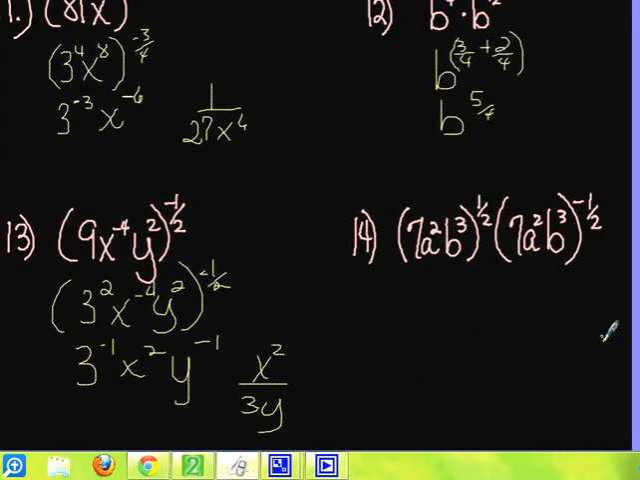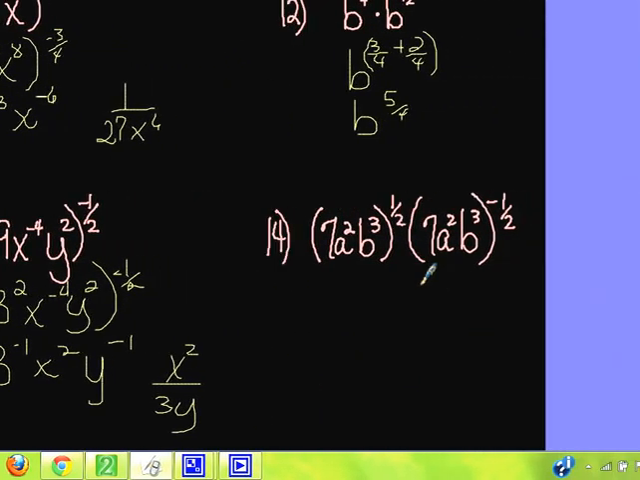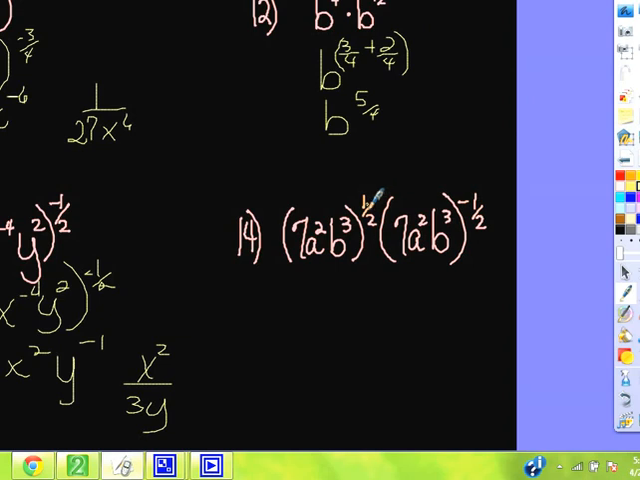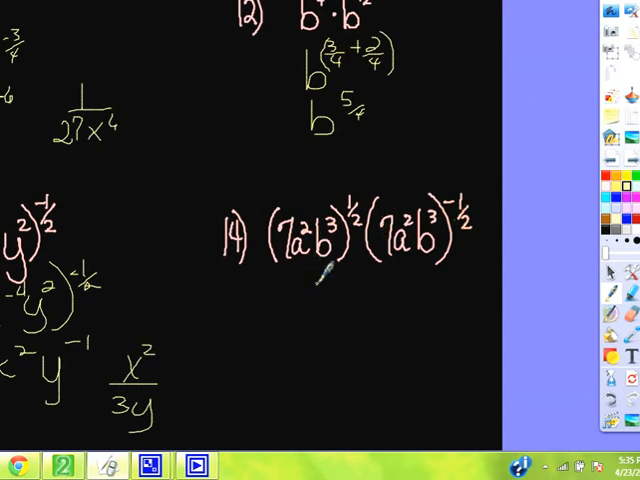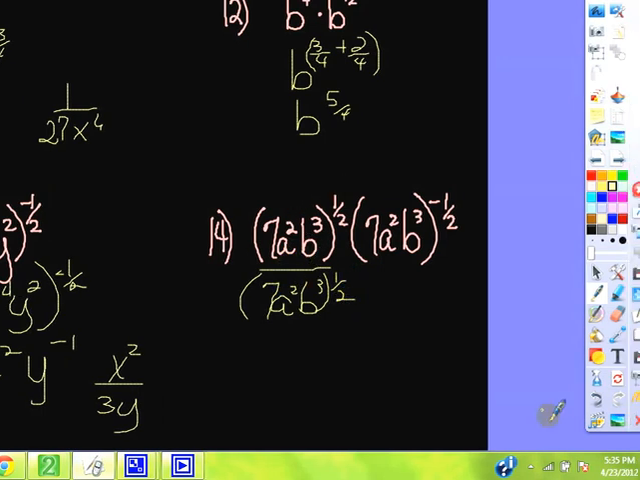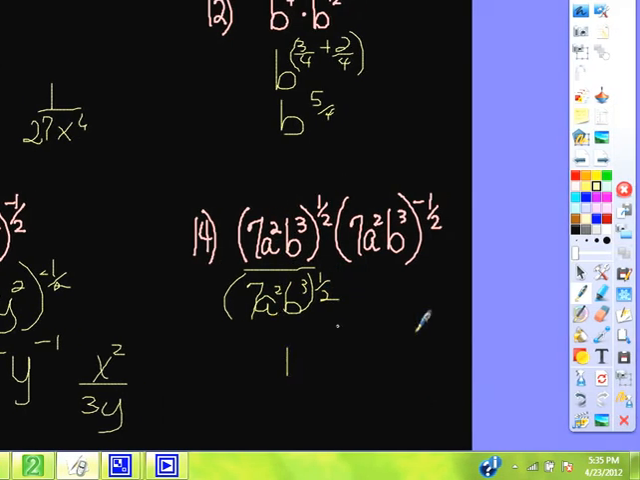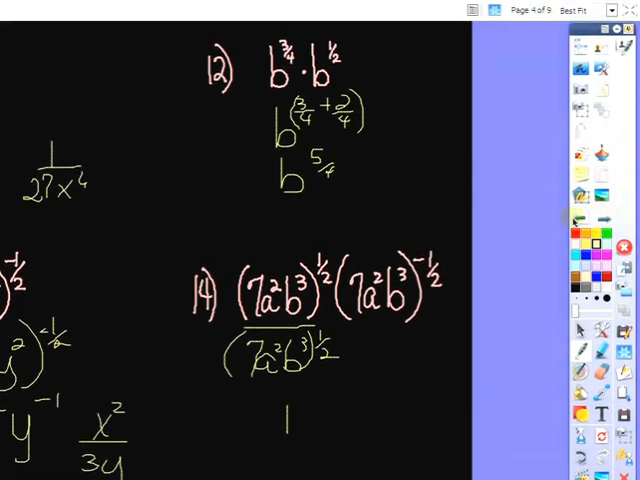Number 14 looks a little bit complex. Upon inspection, I'm noticing that these two inside factors are both the same. One's just to a positive 1/2, one's to the negative 1/2. So how about if we take this second one and make this a happy exponent by putting everything in the downstairs? And when we do, we get 7a squared b cubed to the positive 1/2. Well, folks, anything divided by itself, yep, is equal to a 1, so it wasn't as hard as it looked.